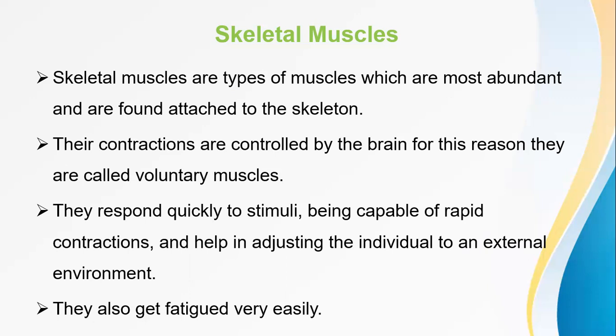Their contractions are controlled by the brain. For this reason, they are called the voluntary muscles. So when you are moving these muscles voluntarily, by your own will, this means that they are controlled by your own brain. This way they are called the voluntary muscles. They respond quickly to stimuli, being capable of rapid contractions and helping adjust the individual to various external environments. They also fatigue very easily. This means they can get tired very easily.